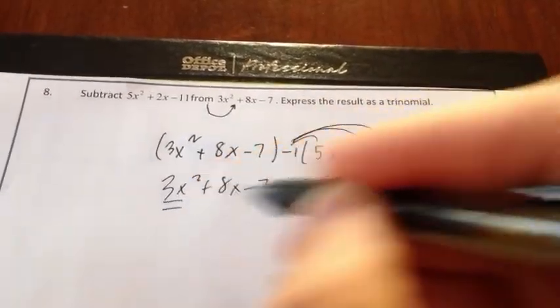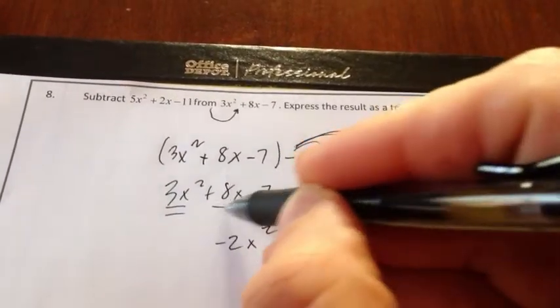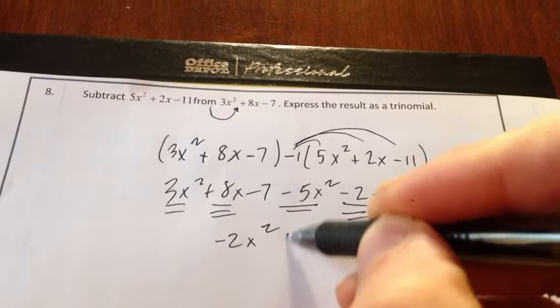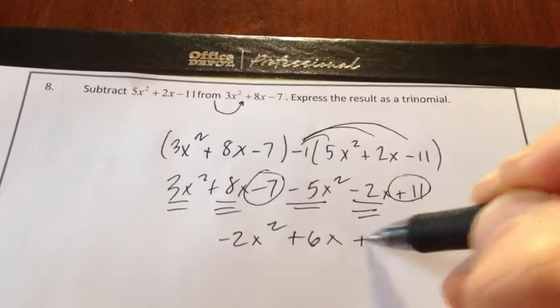Now I can combine like terms. 3x squared minus 5x squared is negative 2x squared. 8x minus 2x is a positive 6x, and then the negative 7 plus 11 is a positive 4.